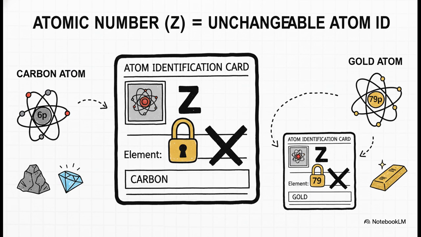An atom with 6 protons, it's always going to be carbon. One with 79 protons, that's always gold. If you change that proton number, you're not just changing the atom, you're changing the element itself.